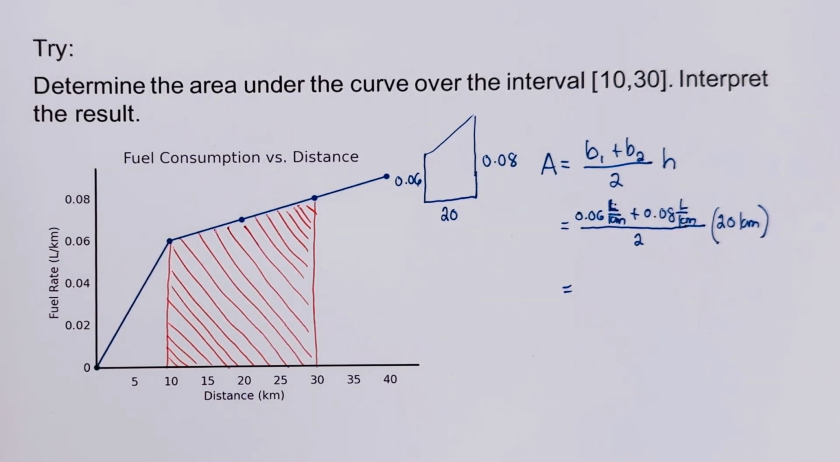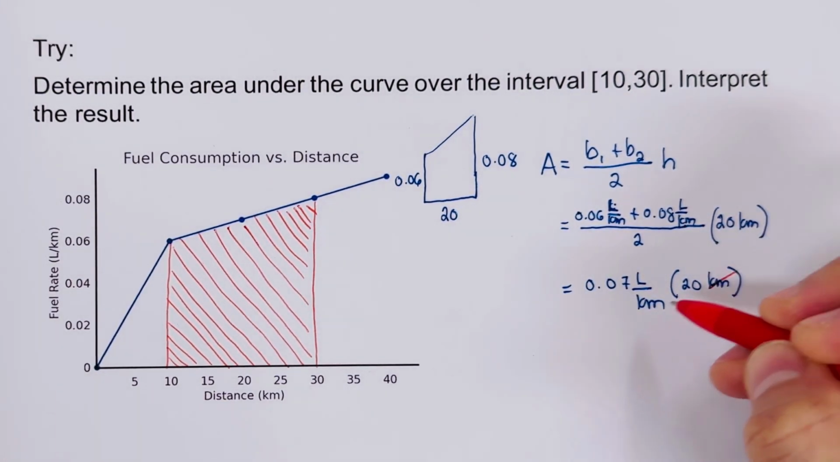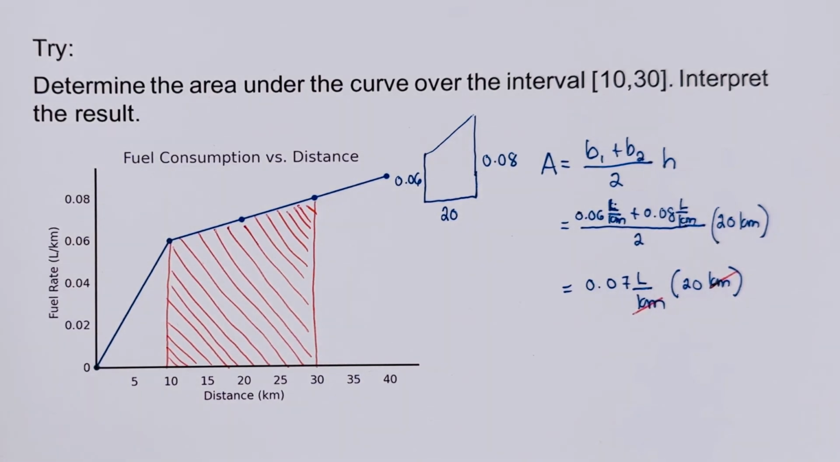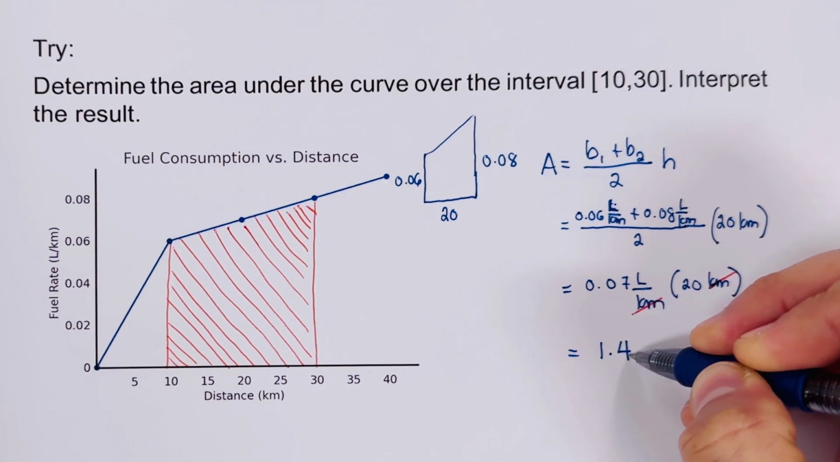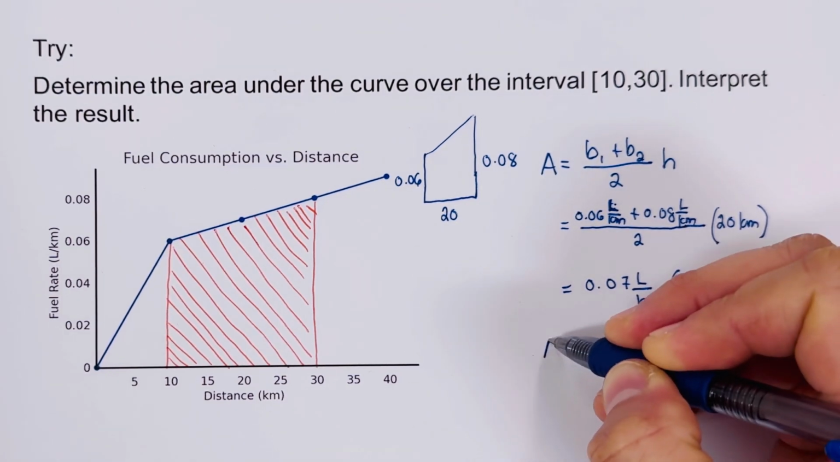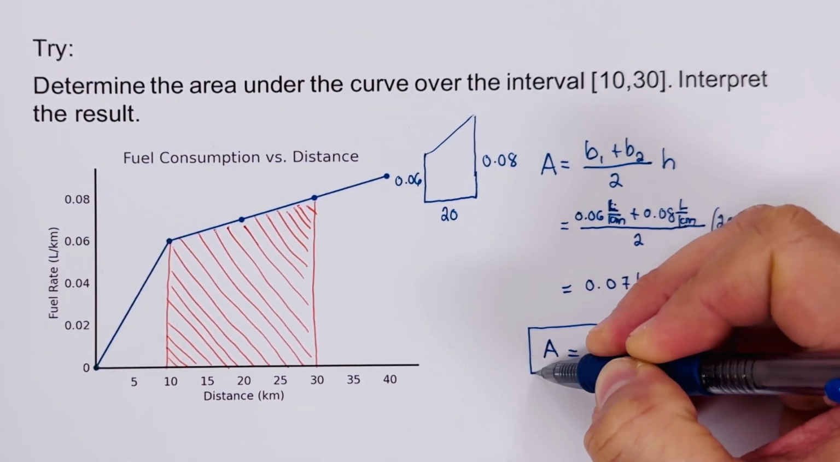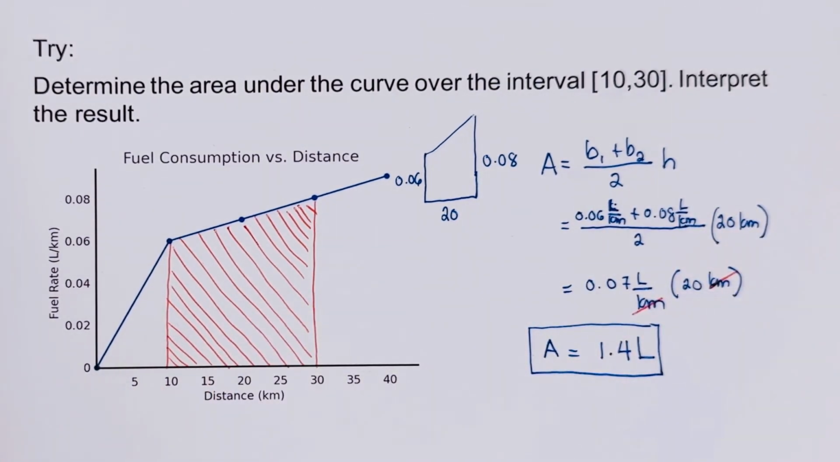0.07 liters per kilometer. So we can go ahead and cross out kilometers and kilometers, so we're left with liters. Multiplying these two, that would equal 1.4 liters. So this is the area of this shaded red portion that we have up there. And this area represents the total fuel consumed when the particle traveled from 10 kilometers distance to 30 kilometers distance. So I'm going to go ahead and write that interpretation up here.